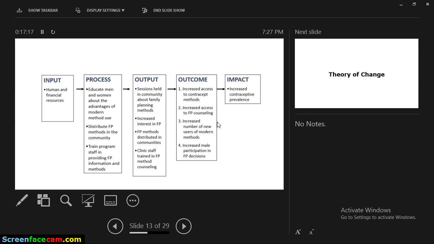So now let's say, increase the access to contraceptive methods. Let's justify this. Can this be an outcome or an output? Since we are talking about something that takes a little bit of time to happen and looks at behavior change in those receiving the service, are we together? Here it is listed: increase the access to contraceptive methods. Can this be an outcome, an output, an impact, or an activity? Yes. It's an output. Are you able to justify it?